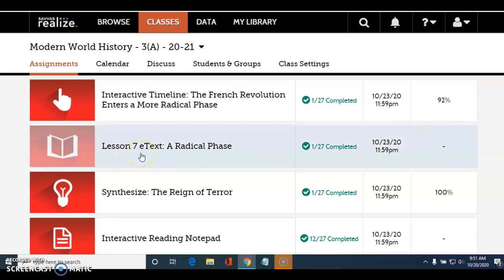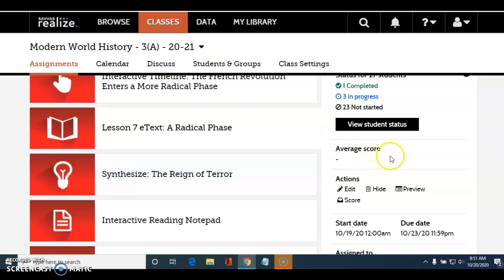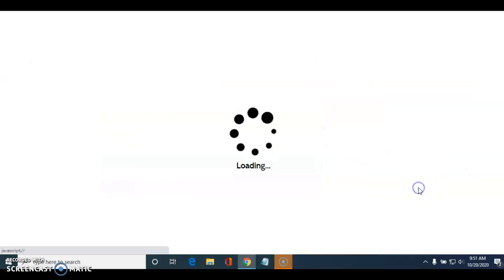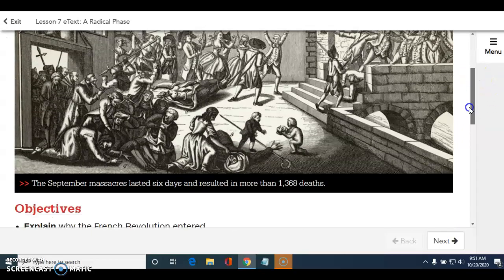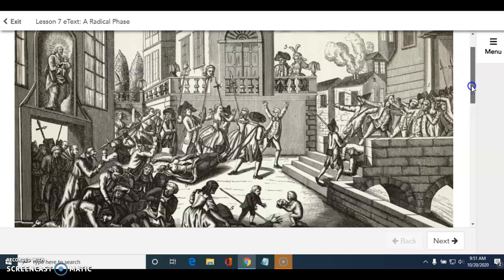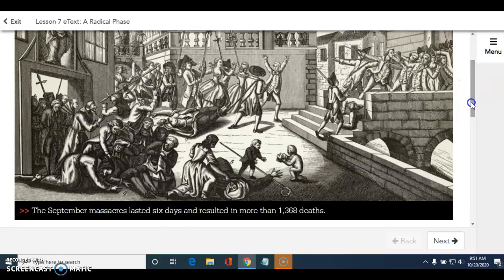You'll need to go to your assignment section and hit on the e-text right here. Once you get there, you're going to go ahead and open it up. And you know you're at the right place if you have the opening scene that's going to be loading in a second of a riot going on. This was the September massacres, and you can see right there from the head that this was pretty serious stuff. Here's the queen and the king, and they just don't know what to do while this madness is surrounding them. It's a commentary on the situation, and it led to quite a few deaths.